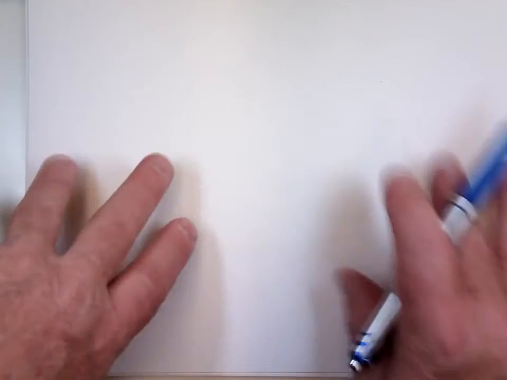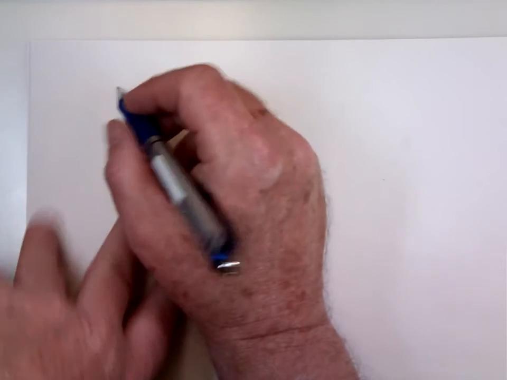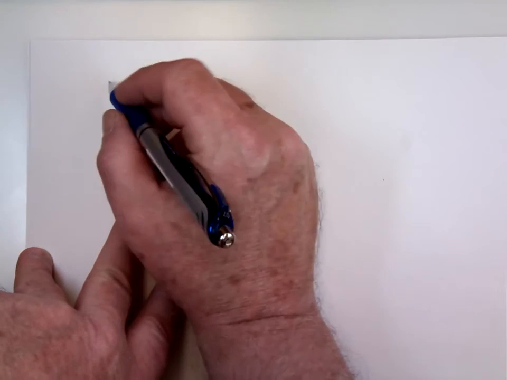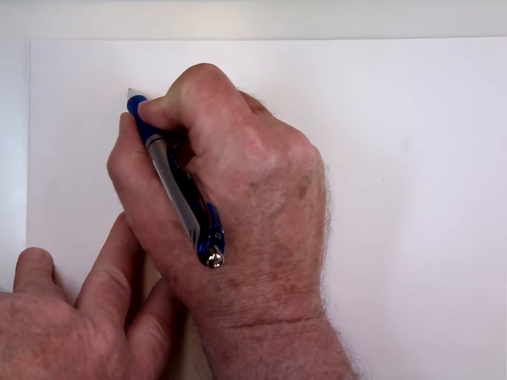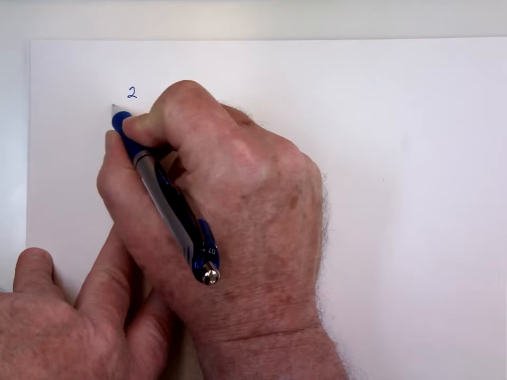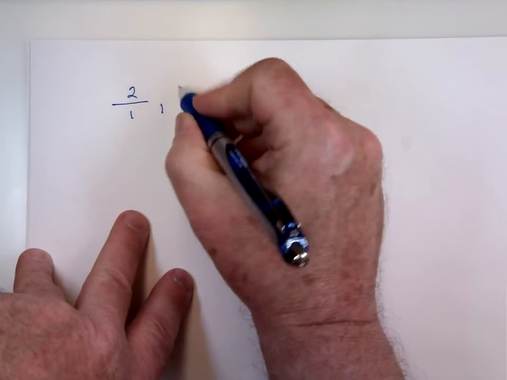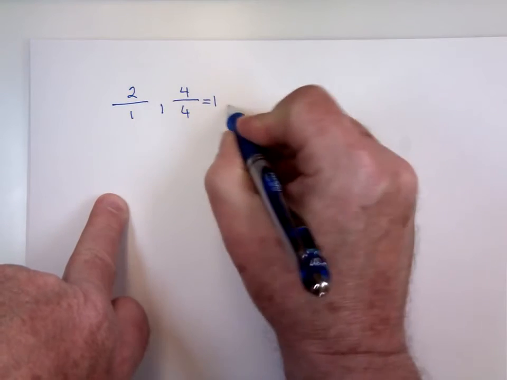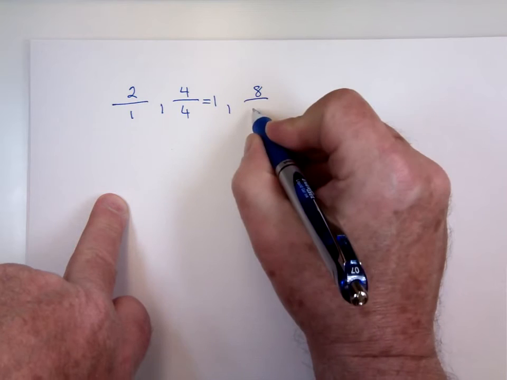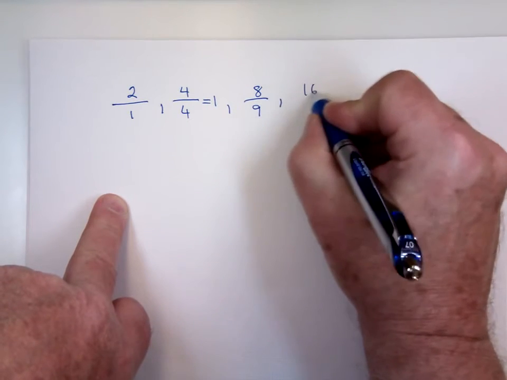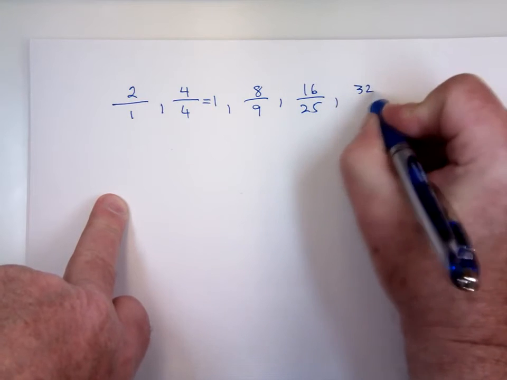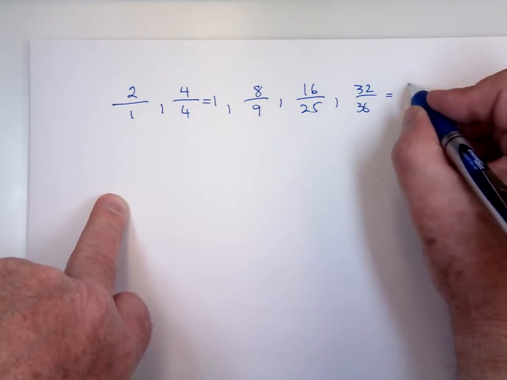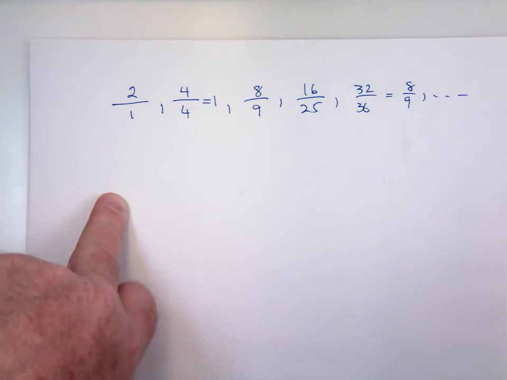You're going to have things like this. Let's say we have these terms. Okay, let's go with 2 over 1, 4 over 4, which would be 1, 8 over 9, 16 over 25, 32 over 36, which does simplify, okay? Divide by 4, you get 8/9, etc.